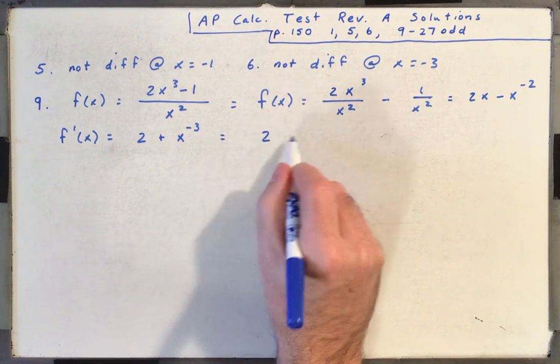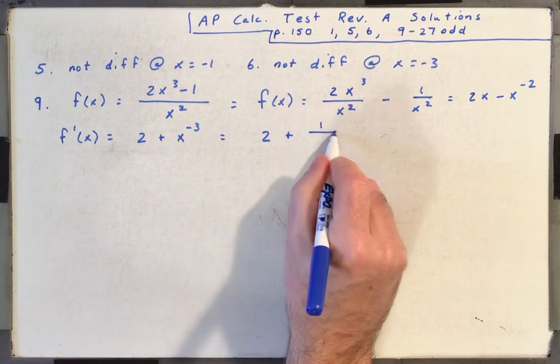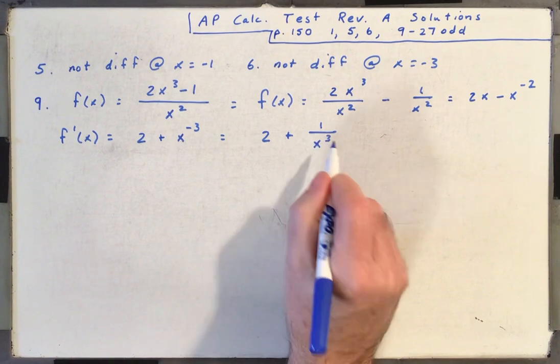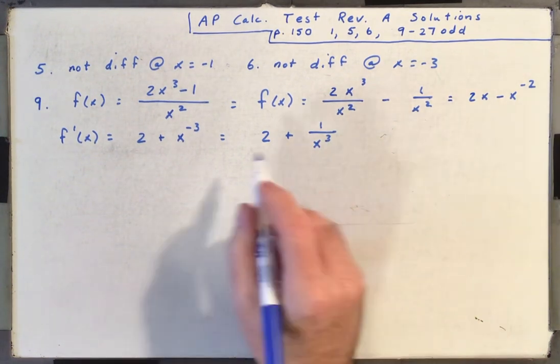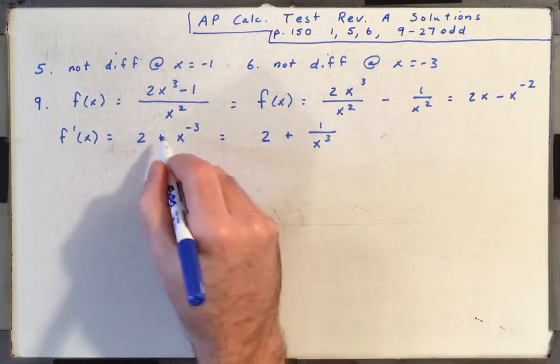Okay, so simplifying that, that's 2 plus 1 over x cubed. Don't forget to do that last step, all right? And I'm sorry about that. That would be a positive 2.